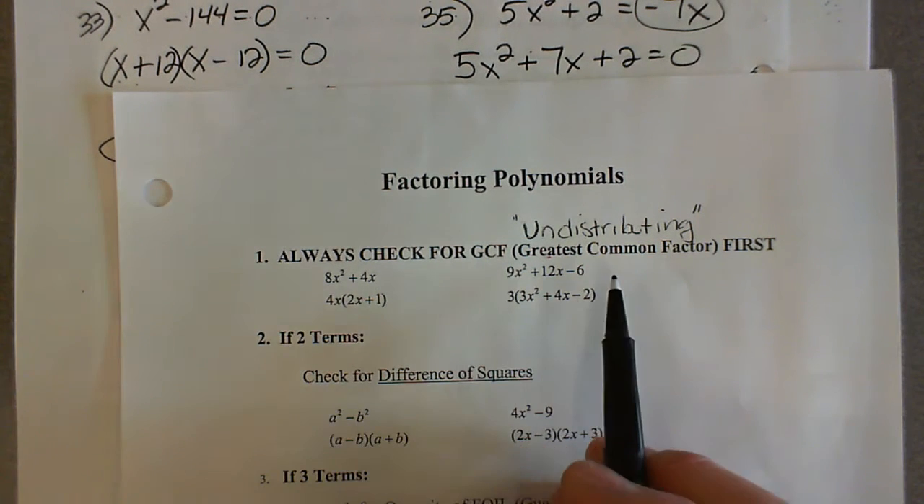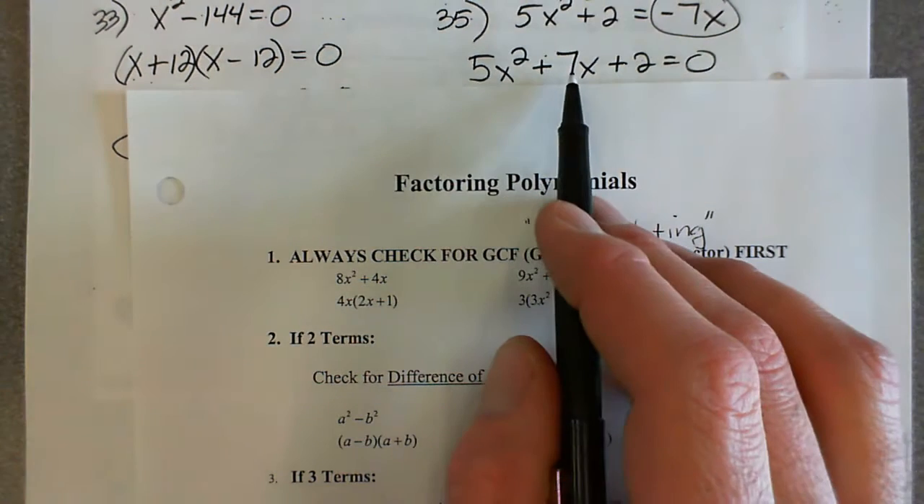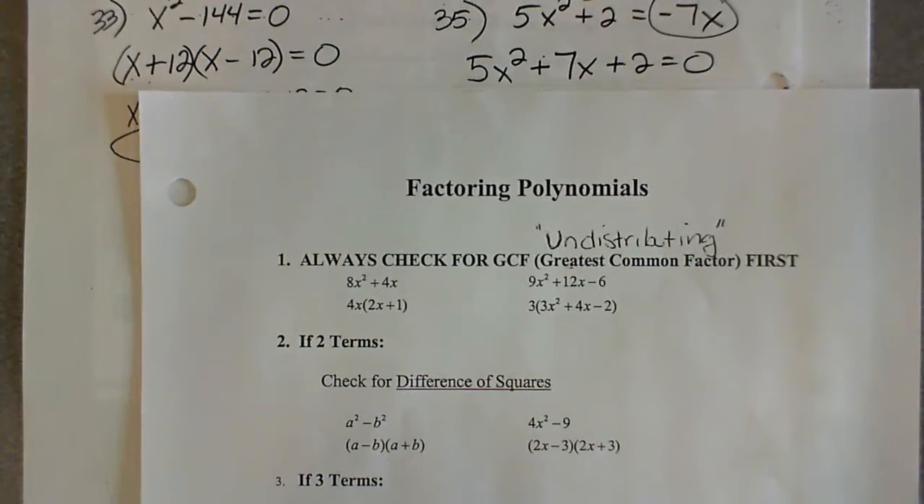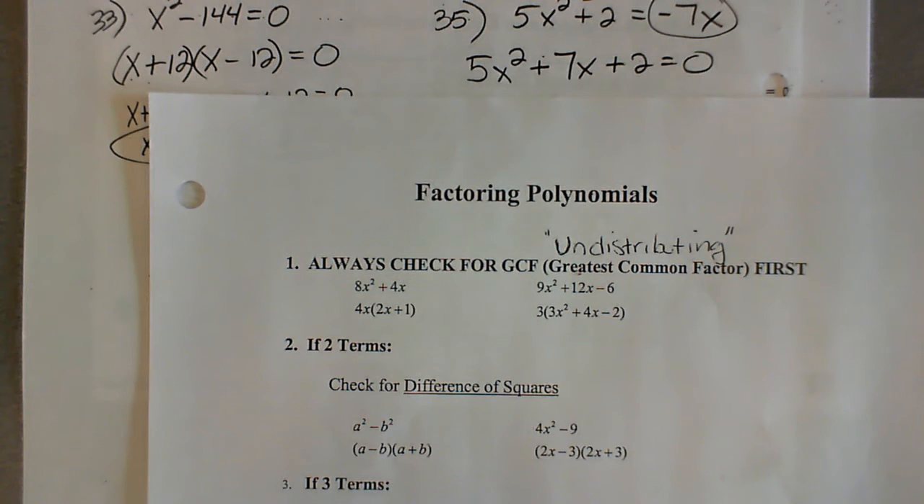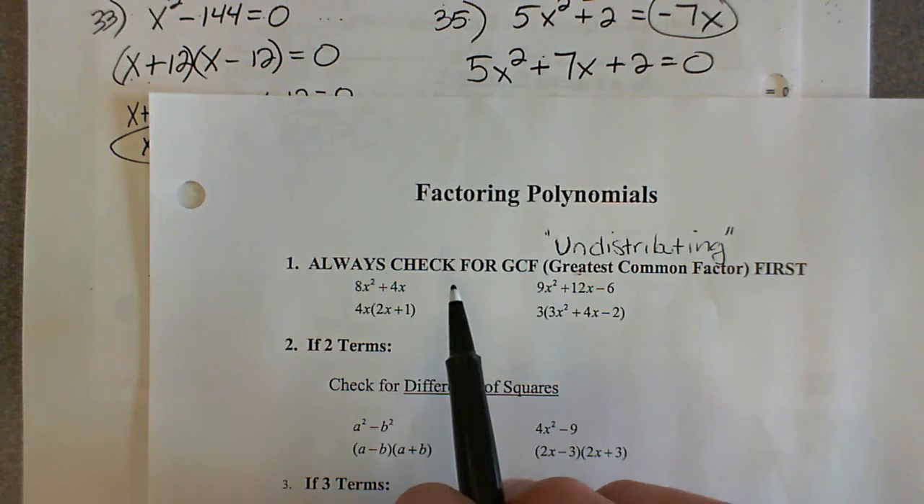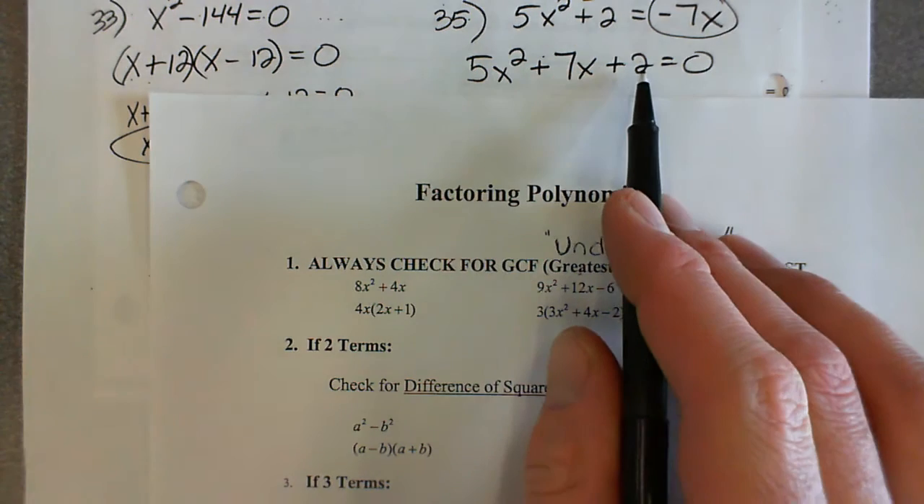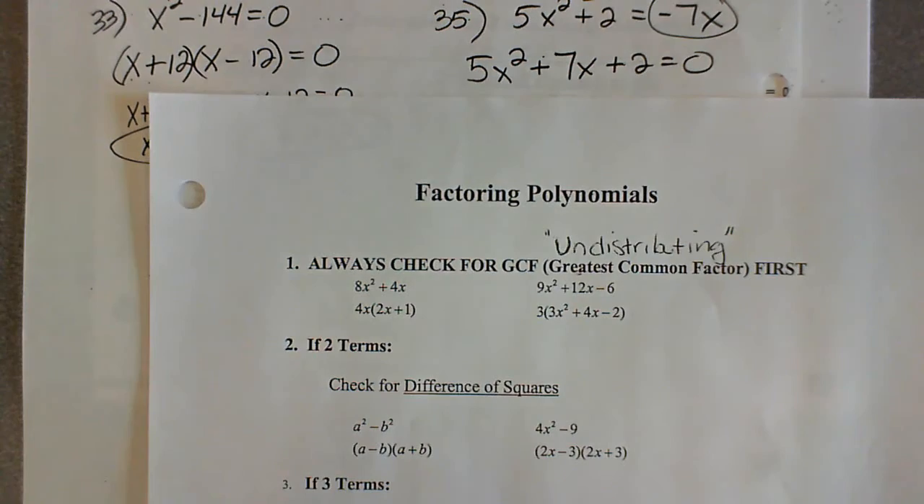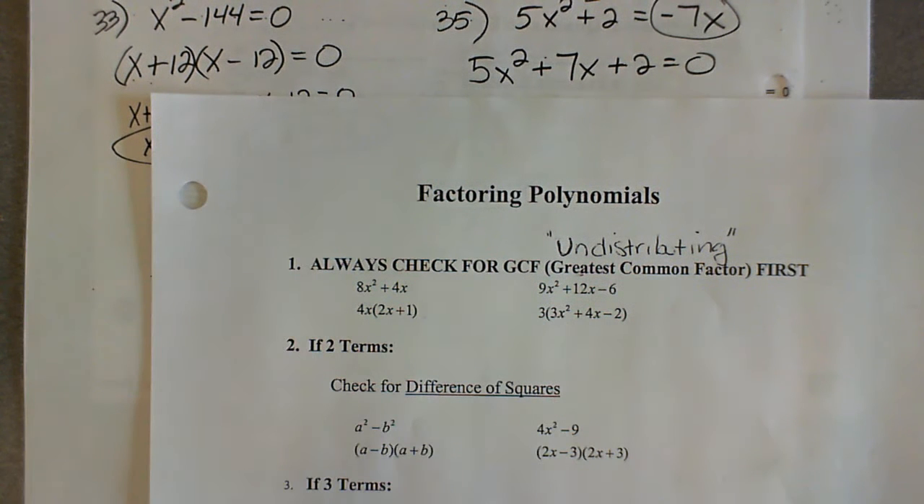We check for greatest common factor first. We have a 5, a 7, and a 2. Do they have a number in common? No. They're all prime numbers. Is there an x in all 3 terms? No. This is just a 2, so there's not an x in common. So we have no greatest common factor.